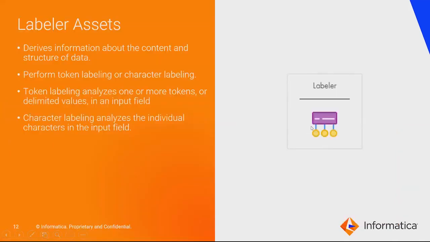Then we have the labeler assets. In the labeler assets, basically you can derive information about the content and structure of the data, right? Based on your input, you can have token labeling or character labeling, and with this you will be understanding what kind of data you have, and you can have those formats defined. While doing token labeling, you can analyze one or more tokens. And with character labeling, you can look into individual characters.